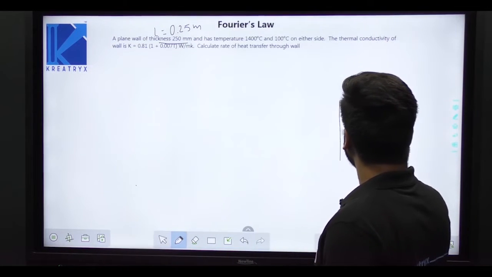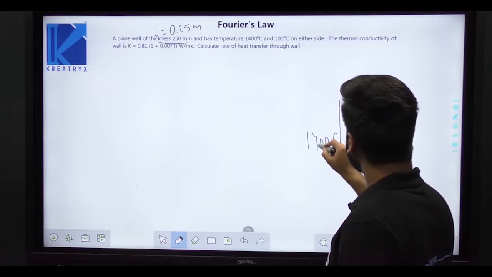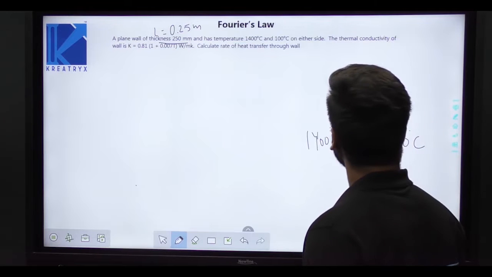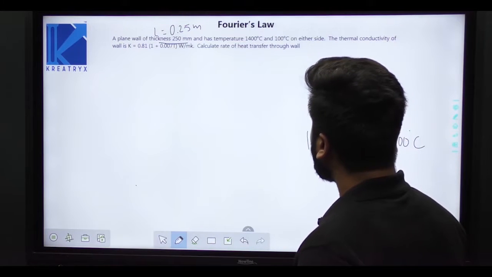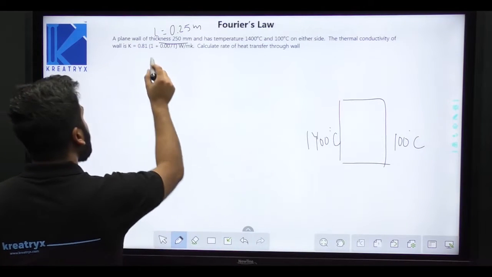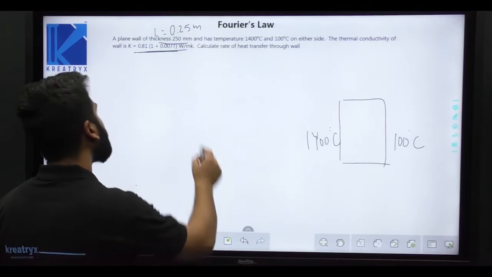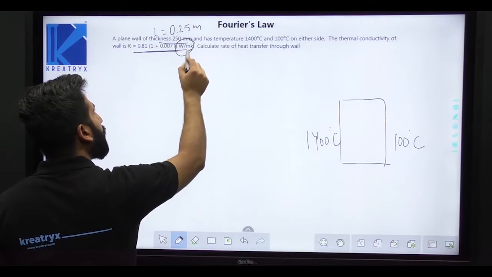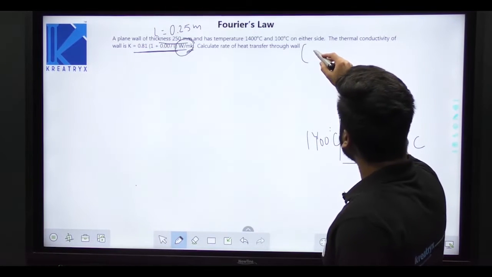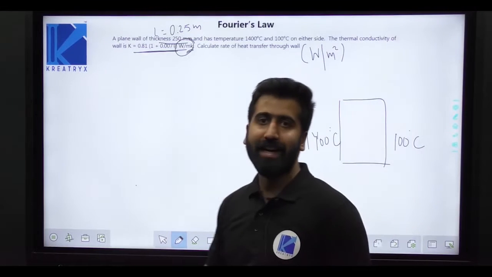Okay, so this is the plain wall. Here the temperature is 1400 degrees Celsius and here the temperature is 100 degrees Celsius. Now the thermal conductivity of the wall varies with the temperature. It is not constant, and it is in watt per meter Kelvin. Calculate the rate of heat transfer through the wall, in watt per meter square. That means you have to find heat flux.